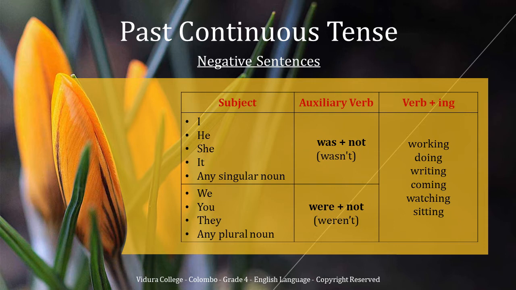For any singular noun, we have to use the auxiliary verb was not. As we are talking about negative sentences, the auxiliary verb should be was not. For any plural noun, the auxiliary verb should be were not. The contraction form is weren't. Let me give you an example using this table. I was not doing my homework. We were not writing the note. Like that, we can make negative sentences.